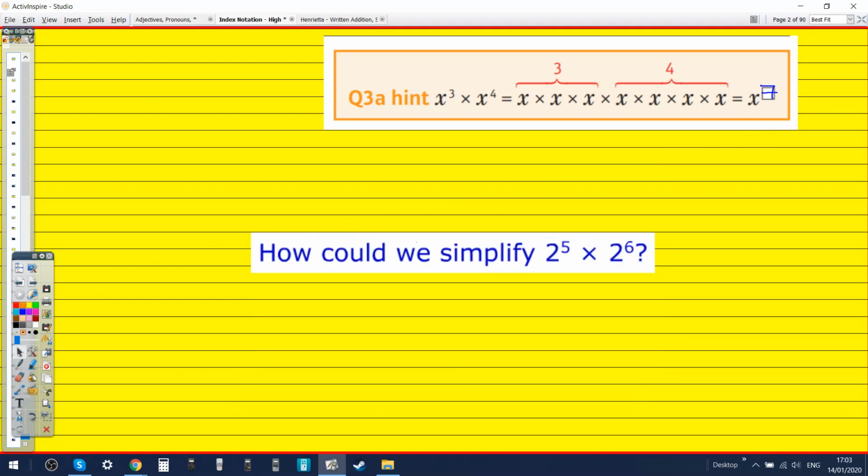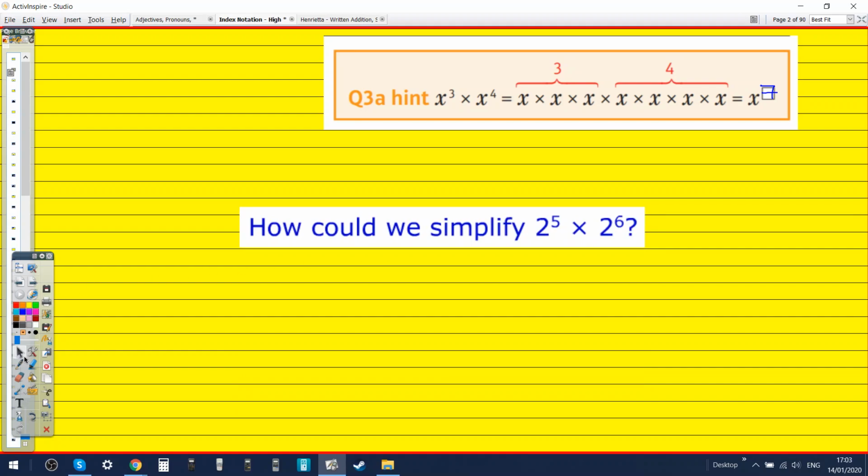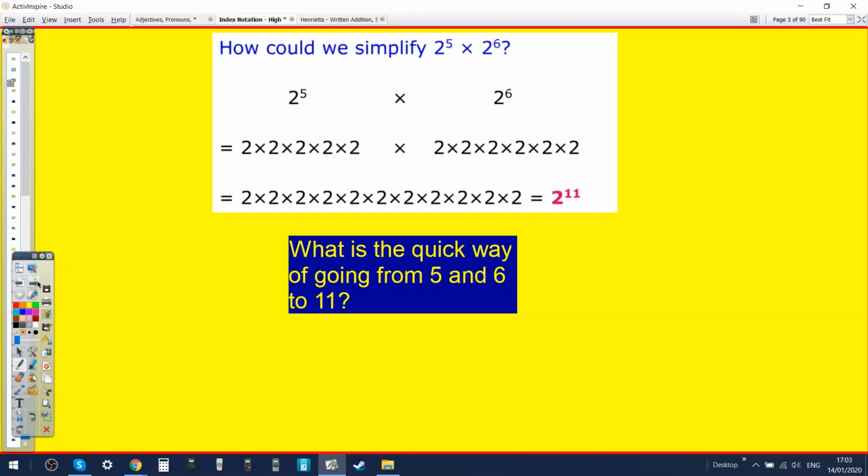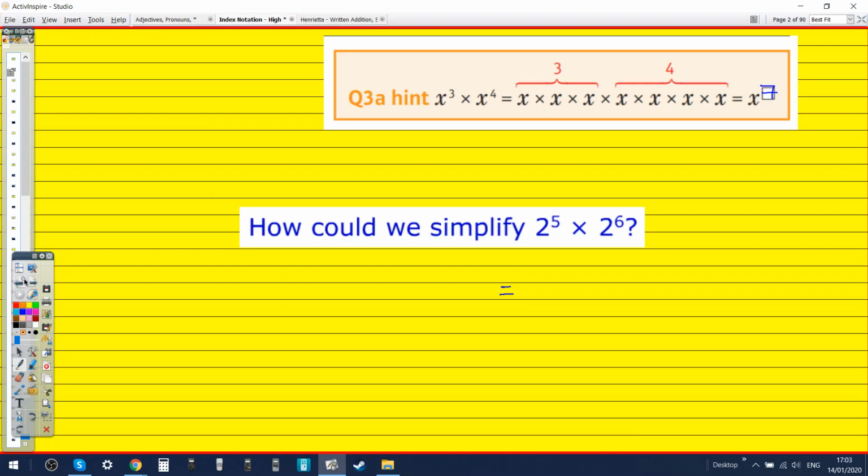So any idea about this one down here? So do you do the calculation? So 2 times by itself 5 times. The quick way is that you would just copy the base. So this one, what was the quick way of doing this one? x to the 3 times x to the 4, we got x to the 7. So you just times it and then add the indices together. Yes, so you just copy the base and add the indices.